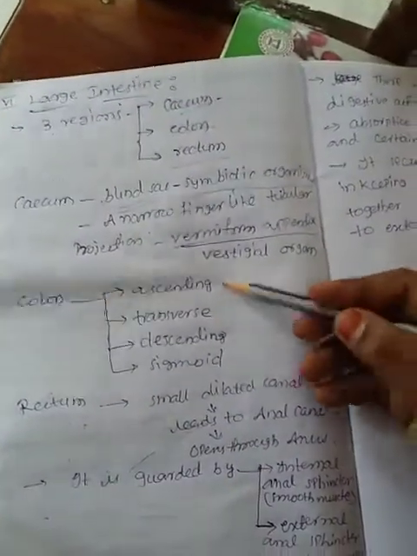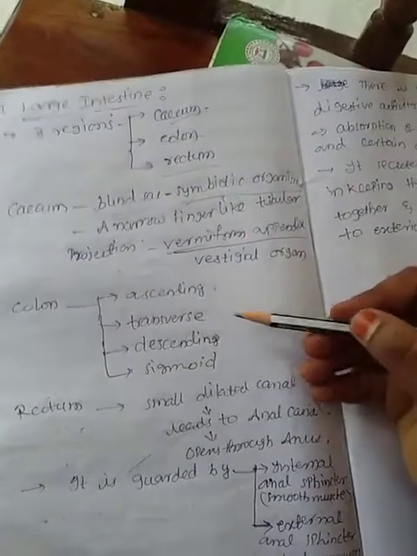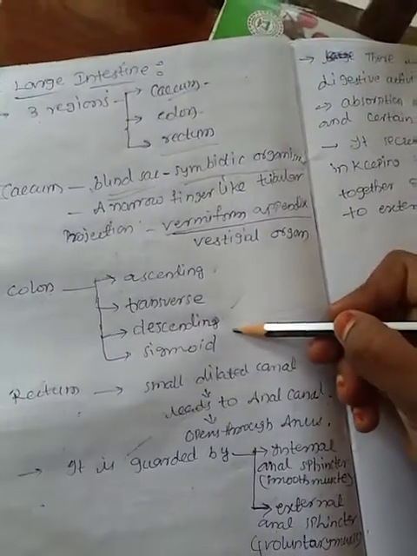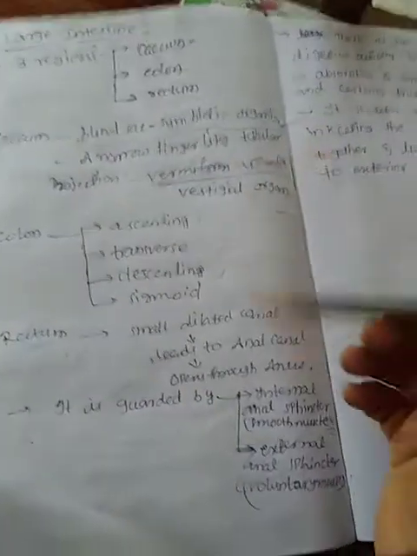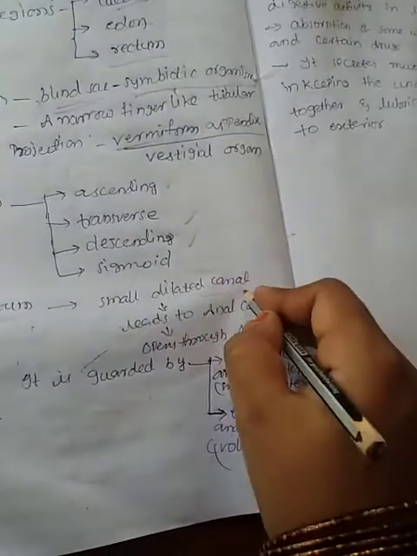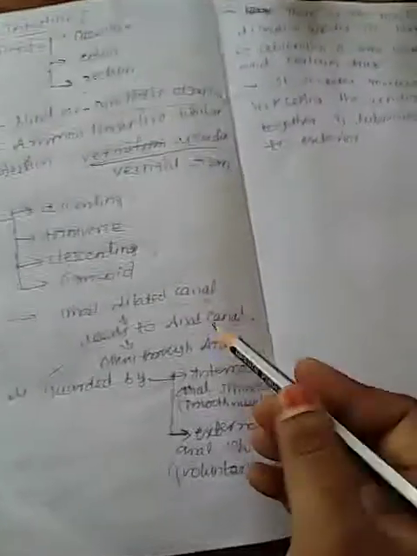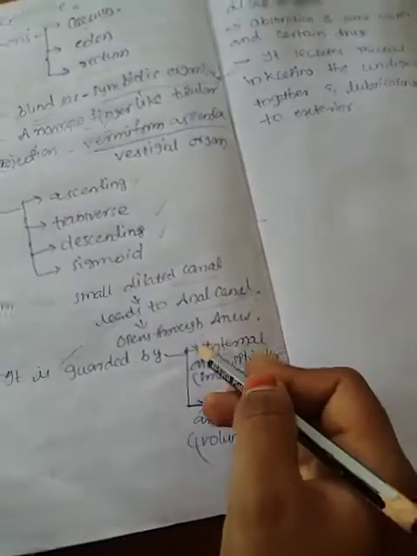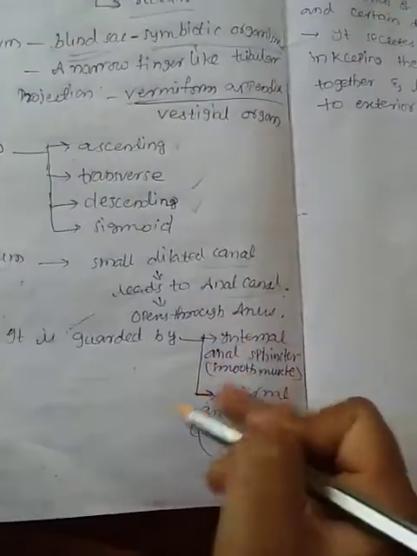And the second part is colon. In this colon there are four parts: ascending colon, transverse colon, descending colon, and sigmoid colon. And the last part of the large intestine is the rectum. Rectum is a small dilated canal. It leads to the anal canal. Anal canal opens through the anus.